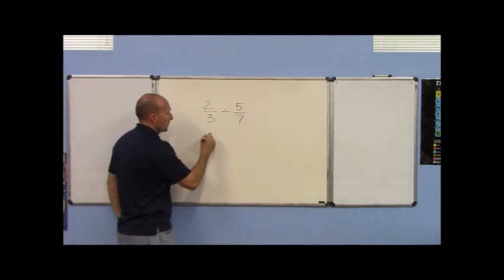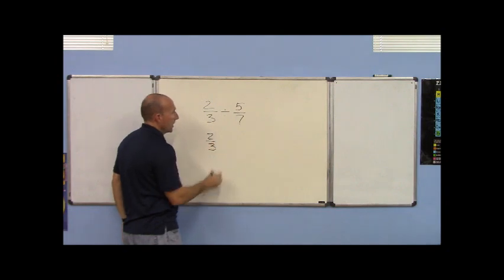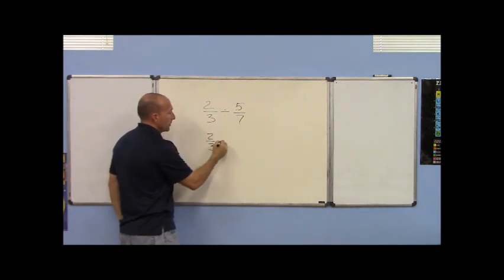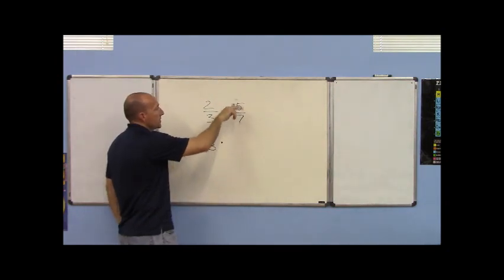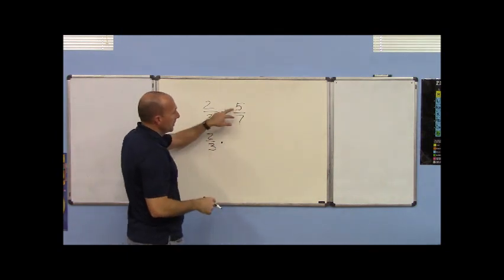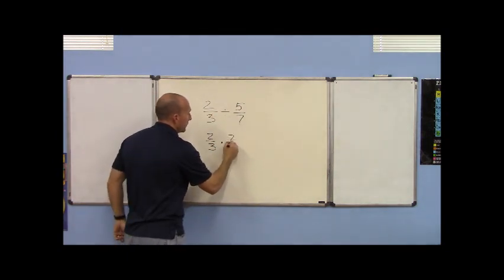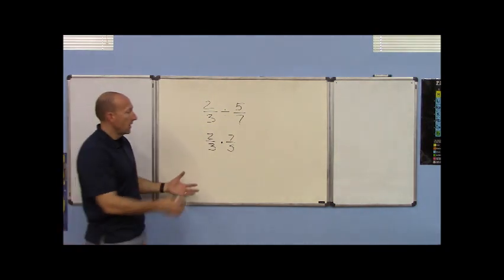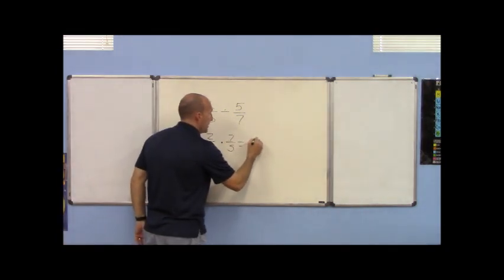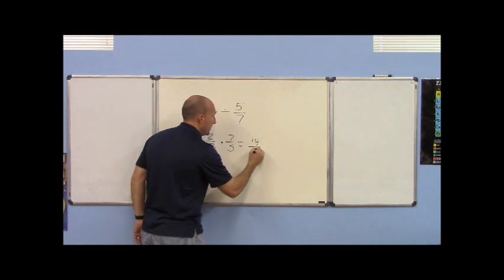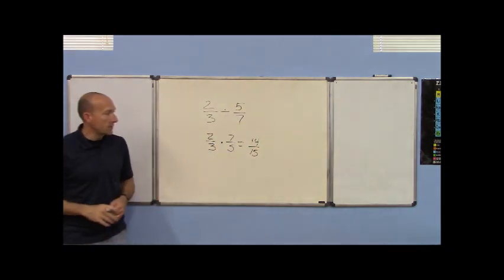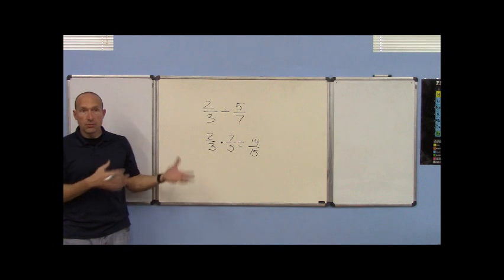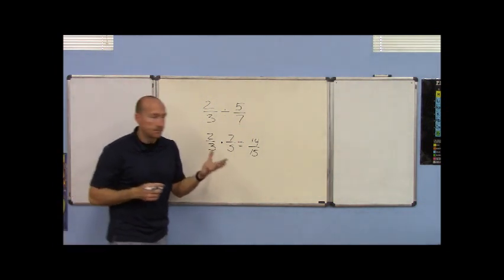We take our first fraction, 2/3, change the division to multiplication, and we take the reciprocal, or flip our second fraction, so it's now 7/5. Well, we like to multiply fractions because that's easy. So now 2 times 7 is 14, 3 times 5 is 15, and we have 14/15. This we can do, that's easy, all day long.